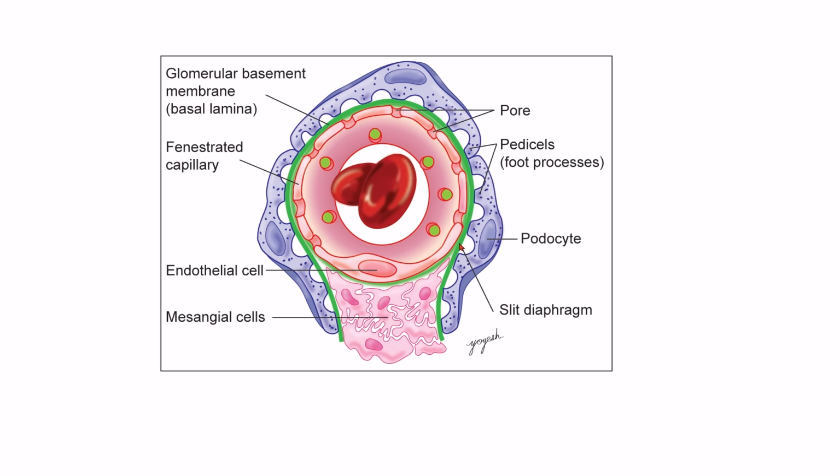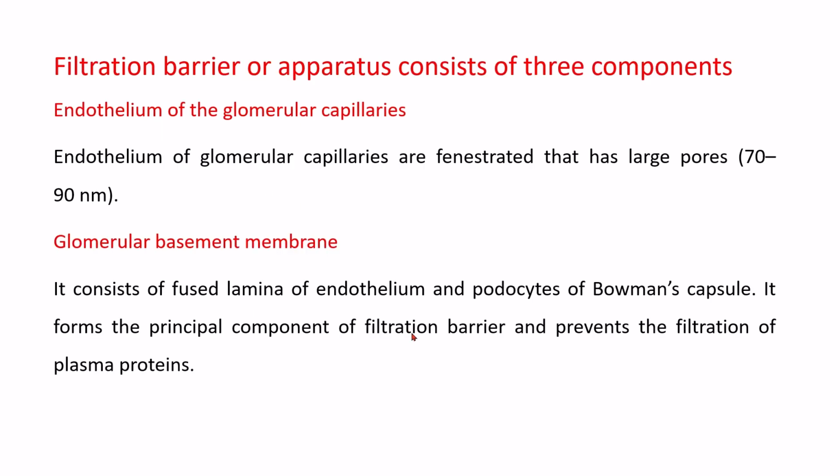These are the slit diaphragms. So this forms the glomerular basement membrane. The endothelium, glomerular basement membrane, and the podocytes, so this forms the filtration barrier. Here you can see the mesangial cells.